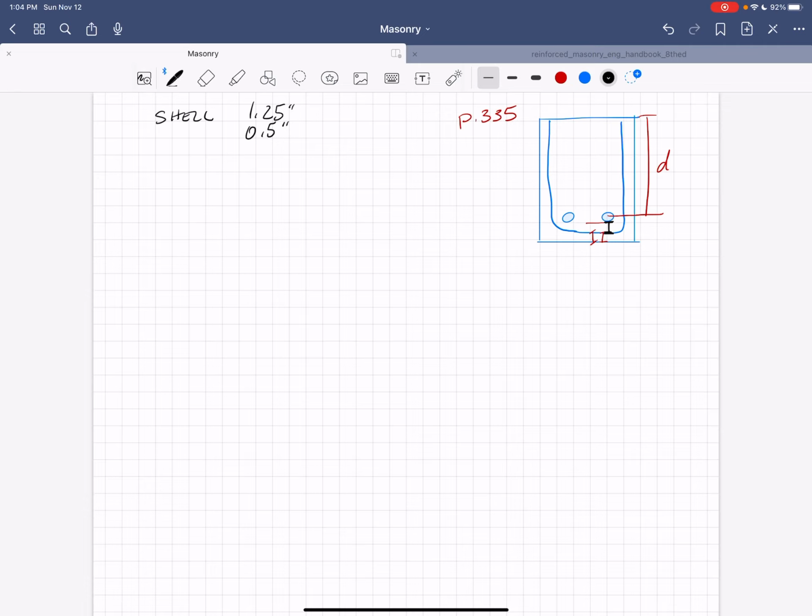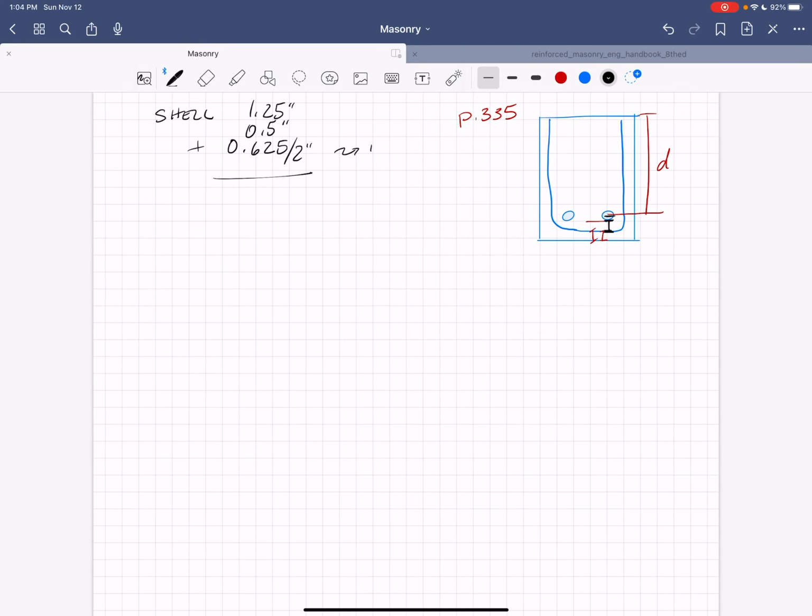And then I also am going to have 1/2 a bar diameter to get to here. Our bars are 0.625, so 1/2 of that. Then I add these guys up. So that's the 1/2 bar diameter. Add these guys up and I get 2.1 inches.